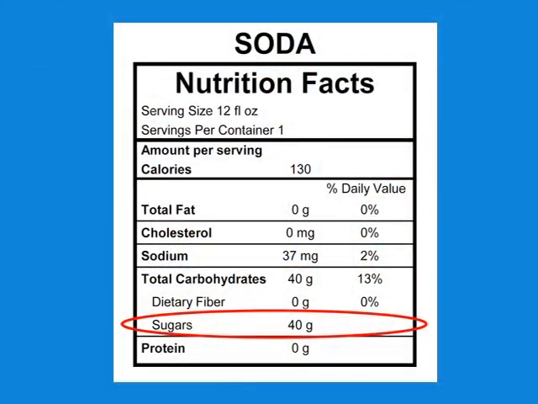Sugar. I found it. It says there are 40 grams of sugar in this bottle of soda. That's right. Do you remember what to do next? I think so. 1 teaspoon or packet of sugar is 4 grams. 40 divided by 4 is 10. So there are 10 teaspoons or packets of sugar in this bottle of soda.